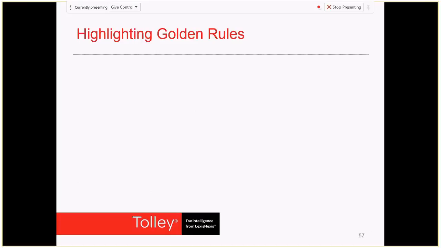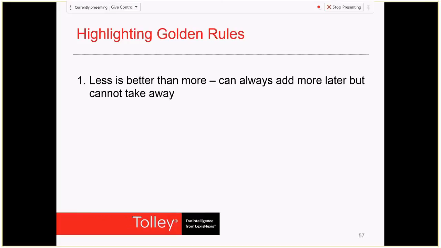So, highlighting golden rules. Less is better than more. You cannot rub out highlighting. You can always add a bit more later, but you can't rub it out. If you've highlighted everything, what do you have to read? Everything. And you just haven't got time. So you need to be very careful when you highlight that you've thought about it before you've highlighted.